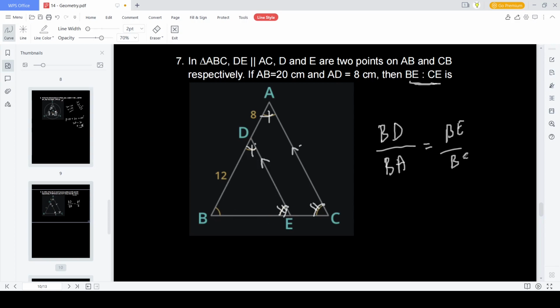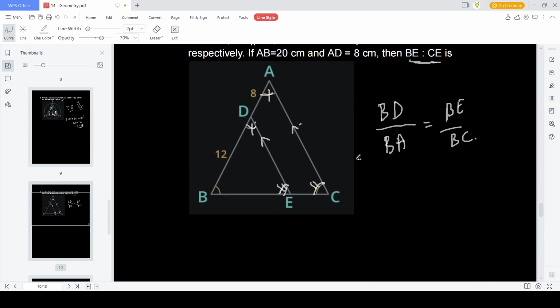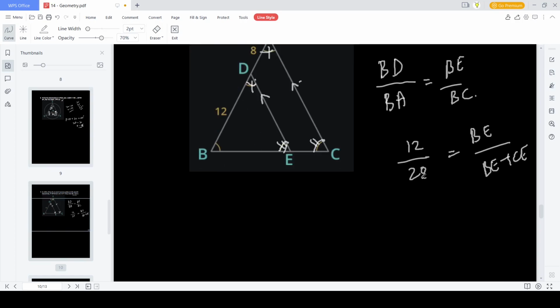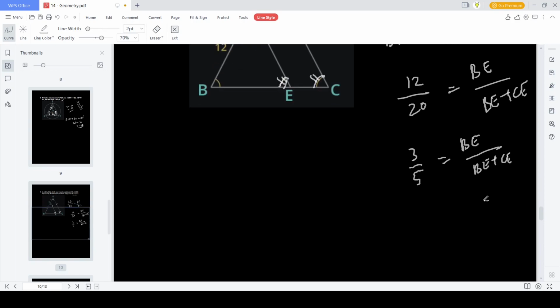Okay, BE by BC. Now BD is what? 12, and BA is 12 plus 8, that is 20, is equal to BE by, I can say this as BE plus CE, right? So BE plus CE. Now I can boil this down to 3 by 5 is equal to BE by BE plus CE. Now I can reciprocate both the sides. I will get BE plus CE divided by BE is equal to 3 by 5. Sorry, 5 by 3.